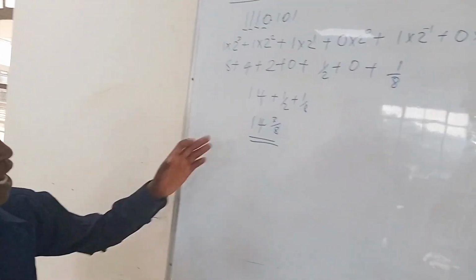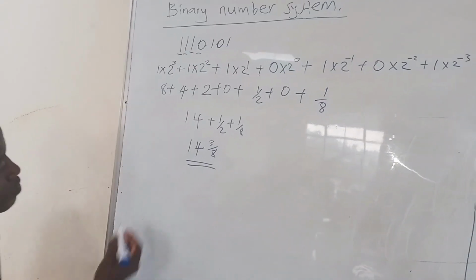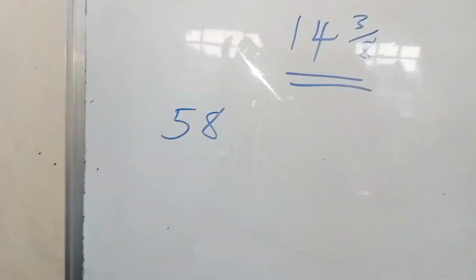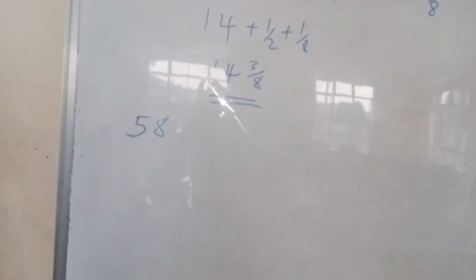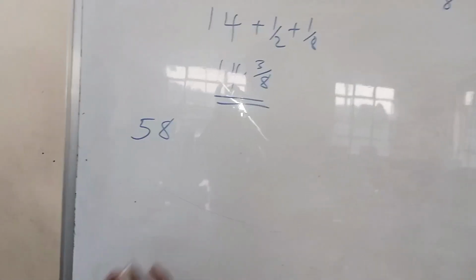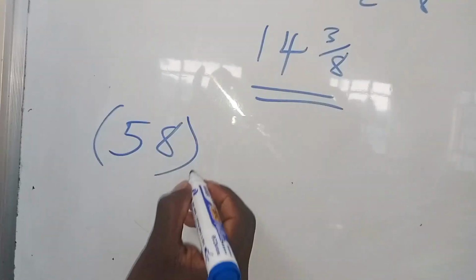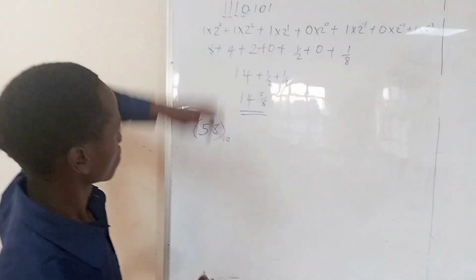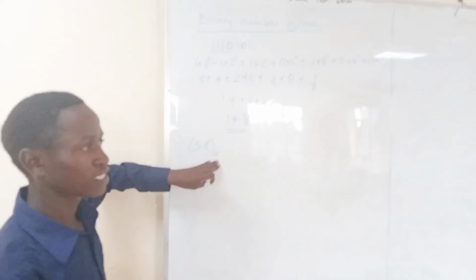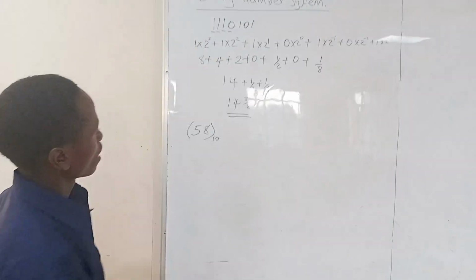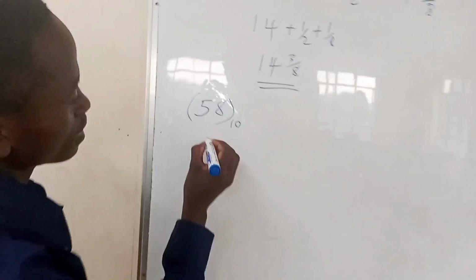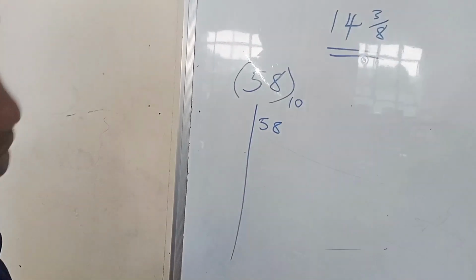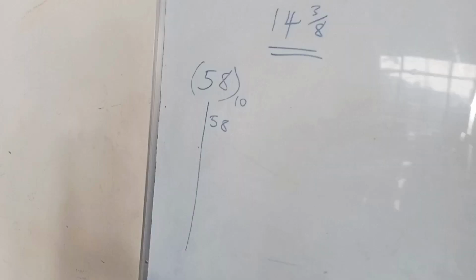You can be given a number in a form of, let's say, for example, you are given 58. Then you are told to calculate its corresponding binary number. Remember, this one is to base 10, but this one is to base 2. So when it is to base 10, it is called denary, and you just come here, you write it is 58.